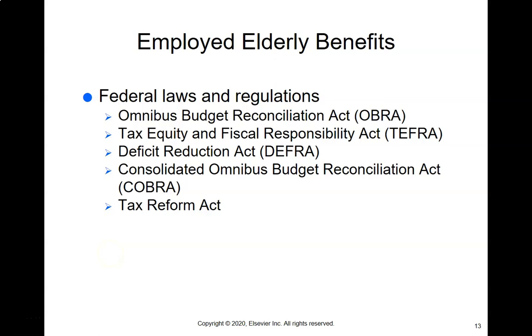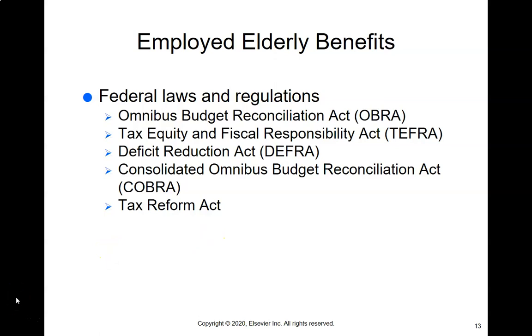Deficit Reduction Act, DEFRA. DEFRA of 1984, effective in 1985, was an amendment to TEFRA and stated that a spouse aged 65 to 69 or an employee of any age is entitled to the same group health plan offered to younger employees and their spouses. The group's coverage is primary and Medicare is secondary. DEFRA applies to employers with at least 20 full or part-time employees.